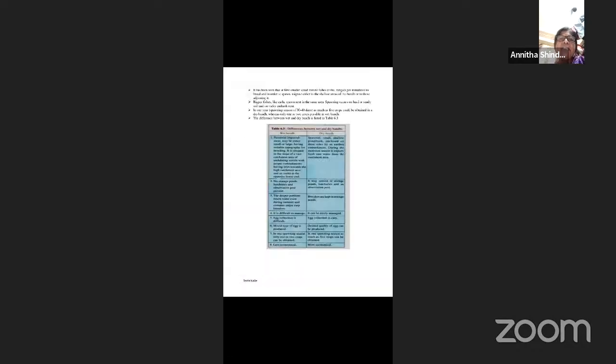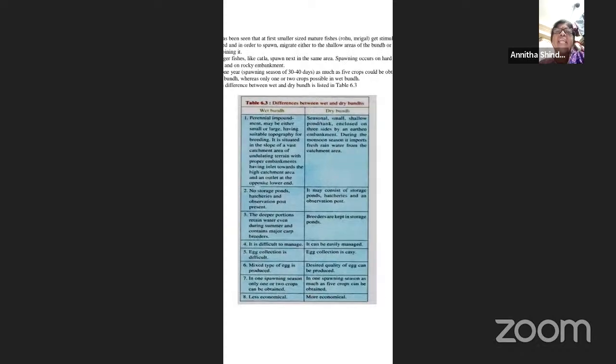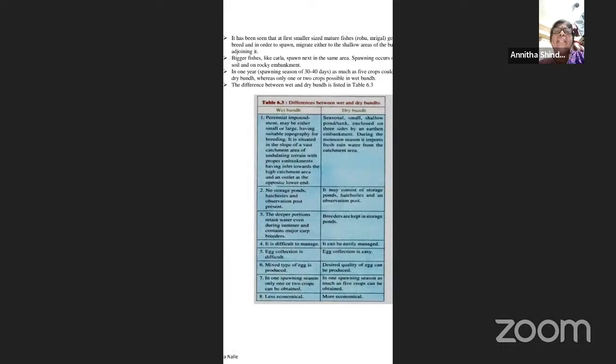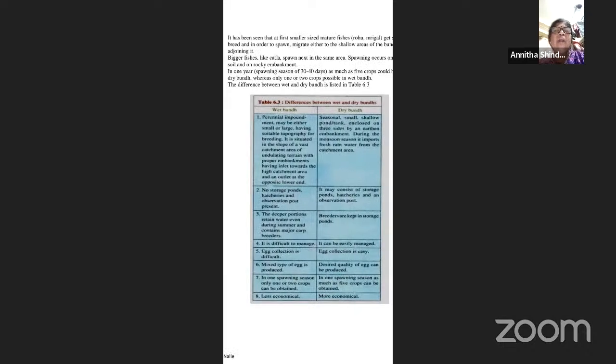The next point is that the smaller sized mature fishes will first get stimulated to breed, and in order to spawn they migrate to the shallow areas of the bund or adjoining it. Bigger fishes like katla spawn next in the same area. Spawning occurs on hard or sandy soil and on rocky embankment.